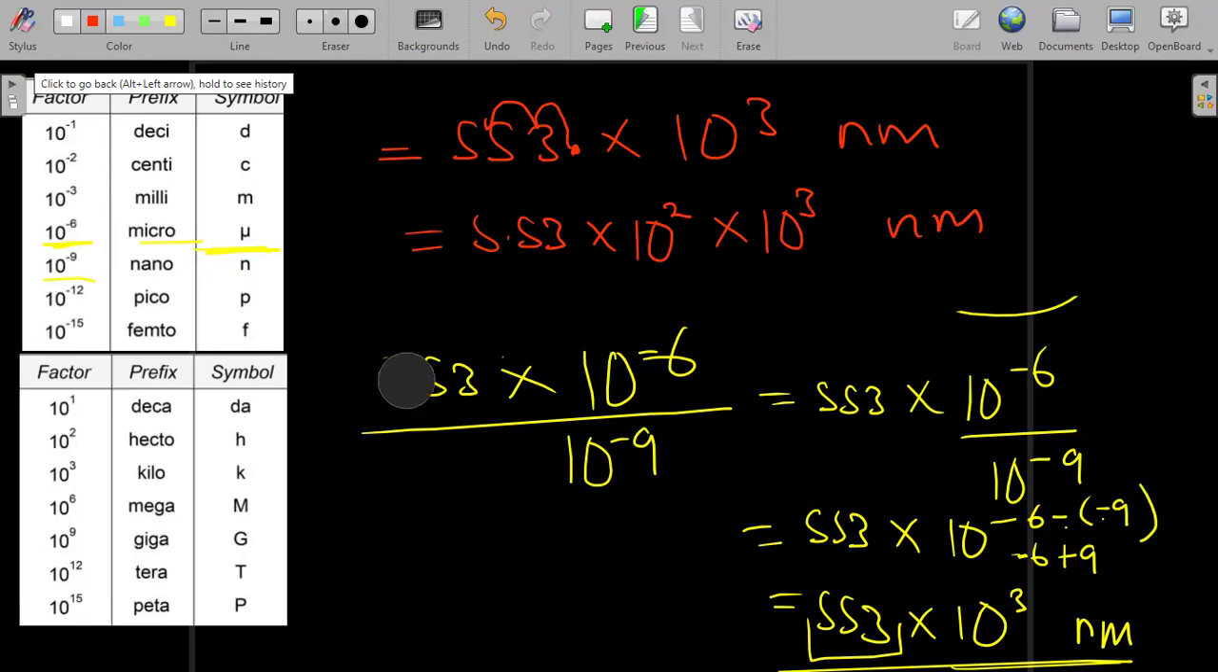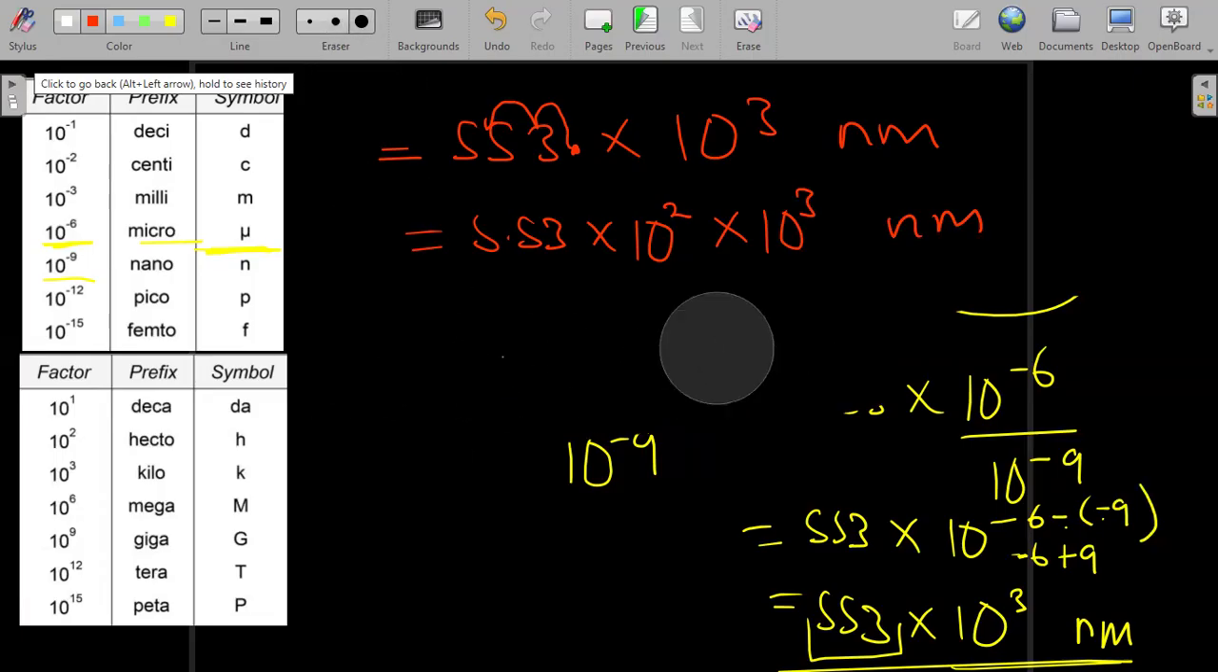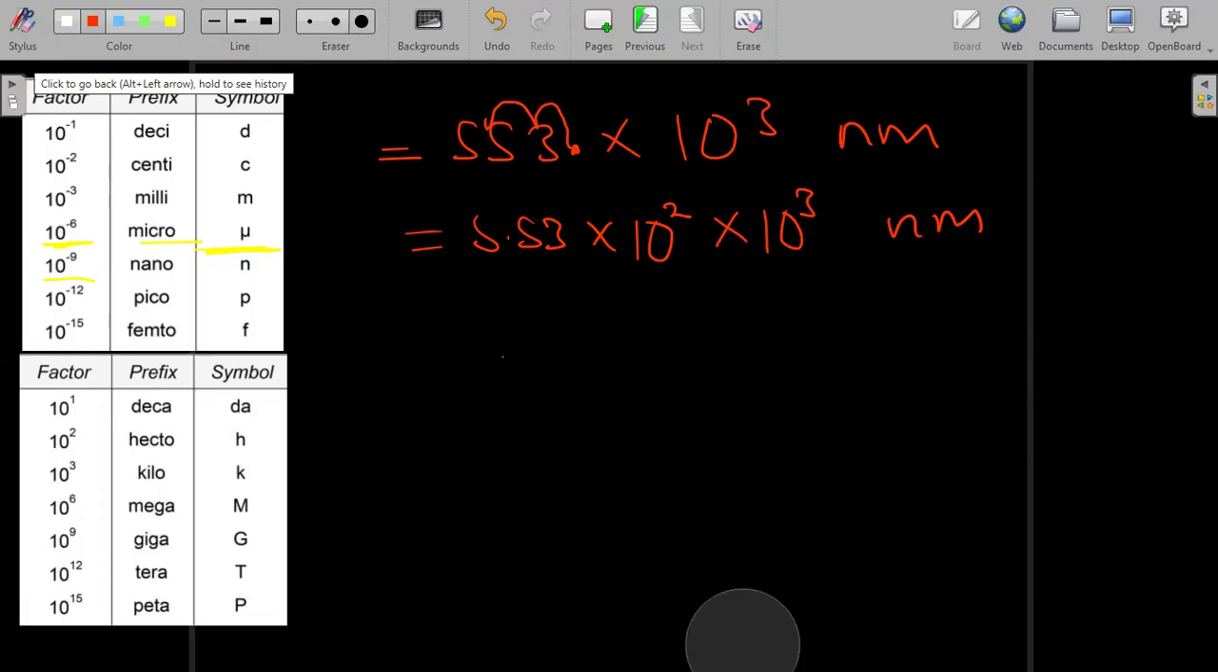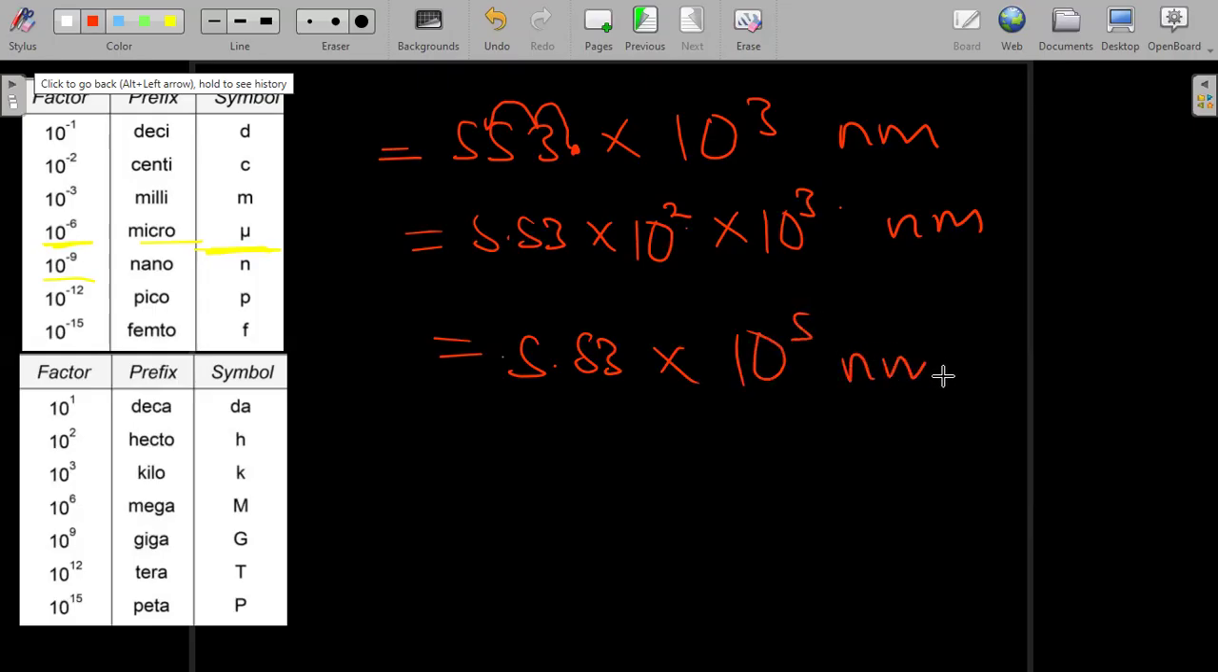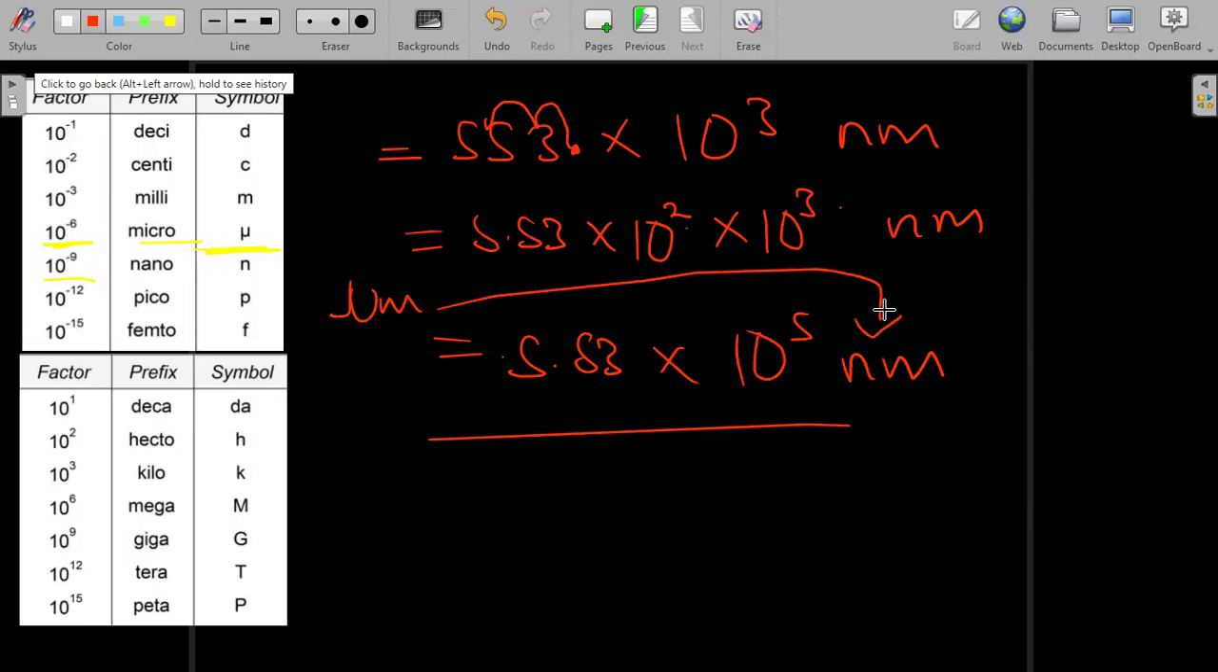Okay, so there we have 10 to the power 2 and 10 to the power 3. Both of those have positive powers, so we can just add them. The final answer will be 5.53 times 10 to the power 2 plus 3, which is 5 nanometers. So we've converted the micrometers that we had to nanometers. All right, so any questions there on how we are doing the unit conversions? Any questions there?